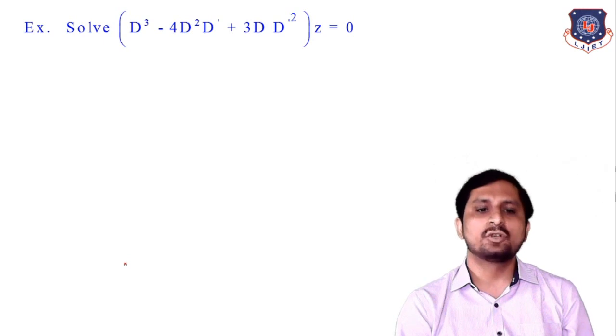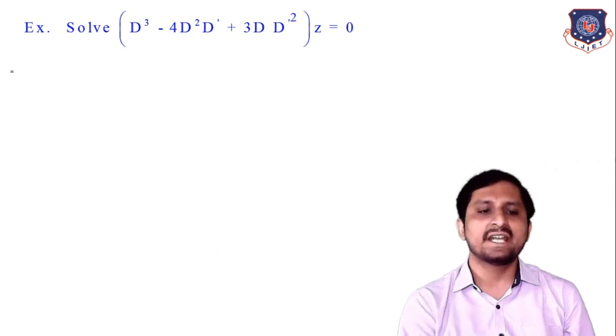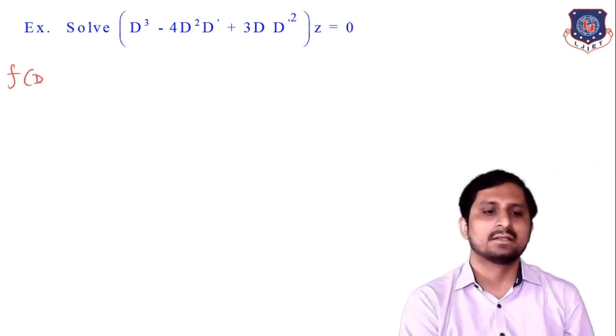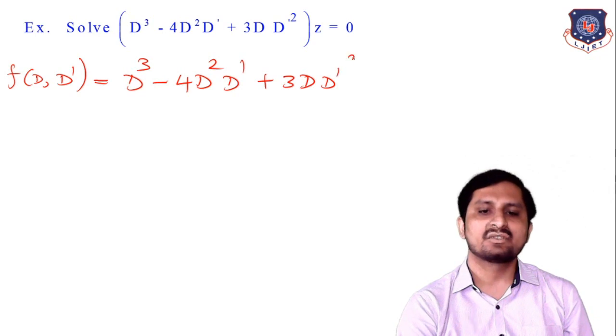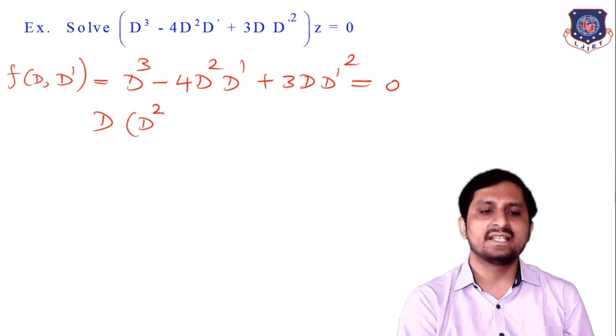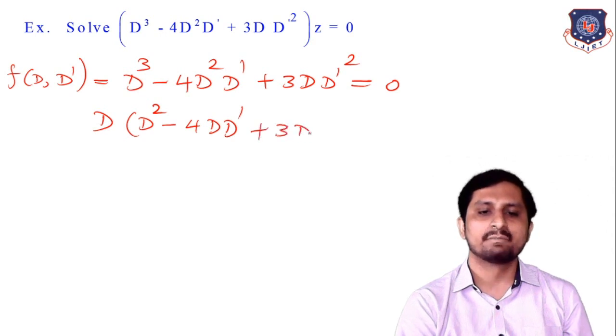D cube minus 4D square D dash plus 3D D dash square into z, that is equal to 0. So you can see that in this example they already give the equation in the form of D and D dash. So what is our f of D, D dash? f of D, D dash is equal to D cube minus 4D square D dash plus 3D D dash square, that is equal to 0. Now D will be common, so I can write D into (D square minus 4D D dash plus 3D dash square), that is equal to 0.